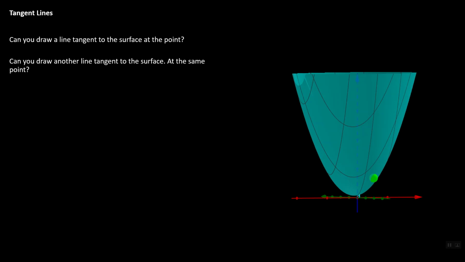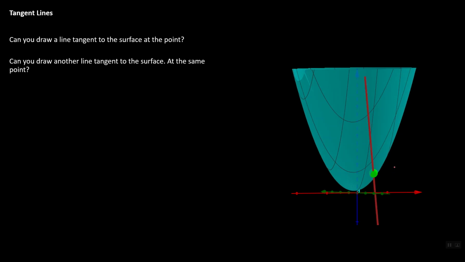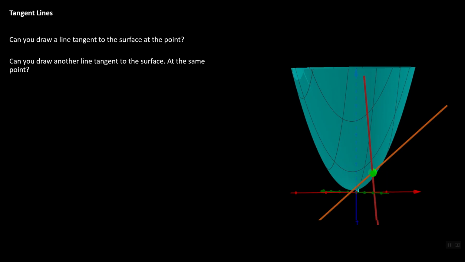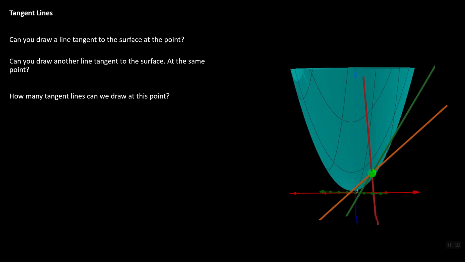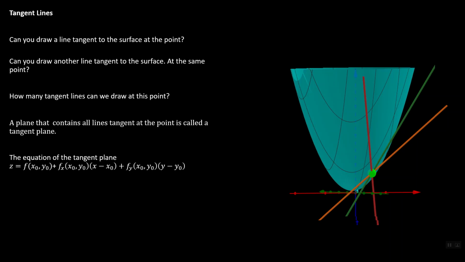So the first thing I want to do is think about a tangent line to a 3D surface. If we were to try and draw some tangent lines through this point to the surface, we might each draw something a little bit different. In fact, there are infinitely many tangent lines to the surface that pass through this point. Because there are infinitely many, we can contain them all in a plane, and that plane containing all of the infinite tangent lines is called the tangent plane.